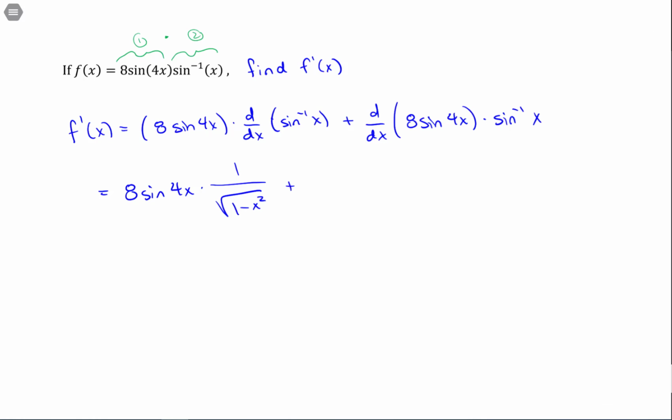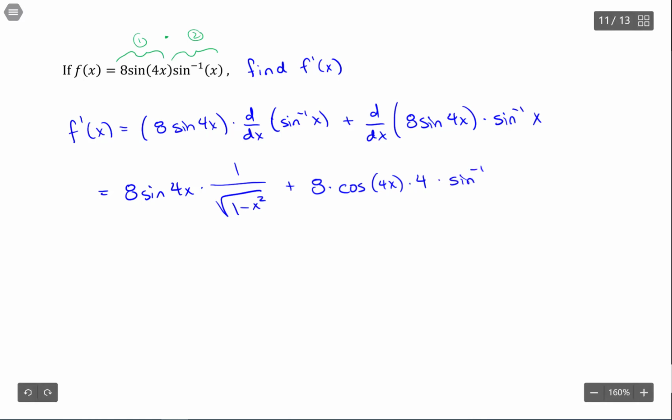And the derivative with respect to x of 8 sine 4x, well, put the 8 off to the side. When we differentiate sine of 4x, so sine is my outer function, its derivative is cosine. We leave the inside function alone, and then we multiply by the derivative of that inside function. And then times arcsine x.